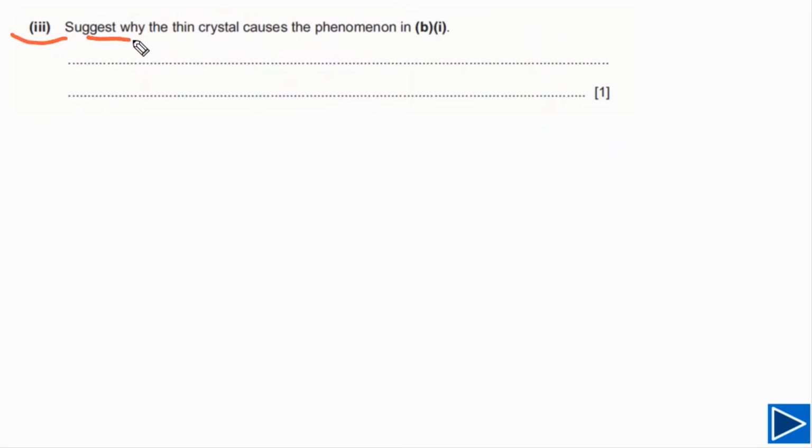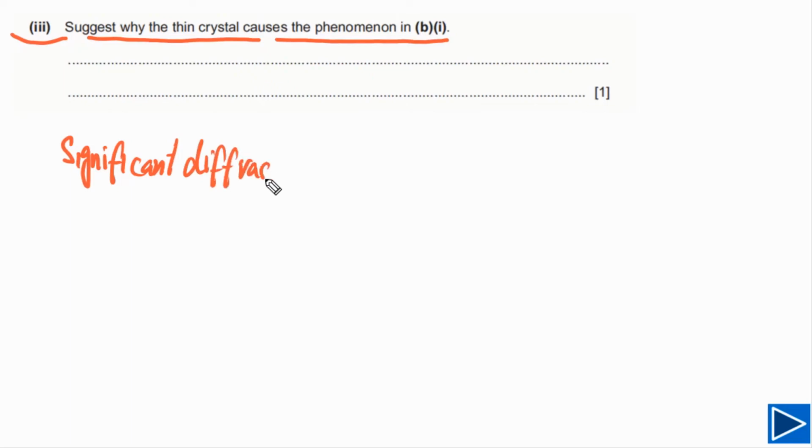For the third part, we need to suggest why the thin crystal causes the phenomenon in B1, meaning electron diffraction. Why do we observe electron diffraction? Now we need to explain that. First thing we need to understand is that significant diffraction takes place. We need to understand the condition for significant diffraction. The condition is when the gap size is almost equal to the wavelength of the wave, then we observe significant diffraction. So we have to write down the same thing here as well.